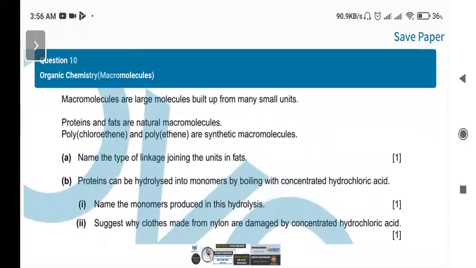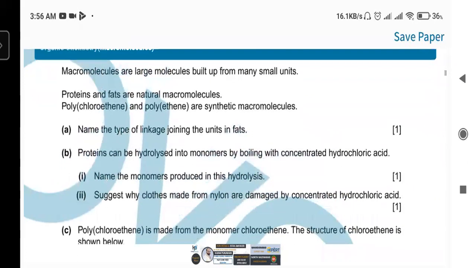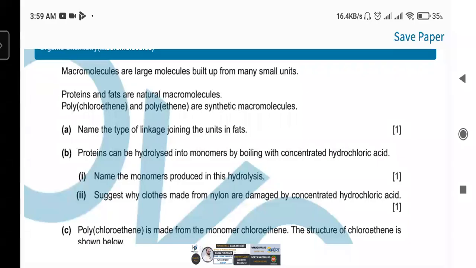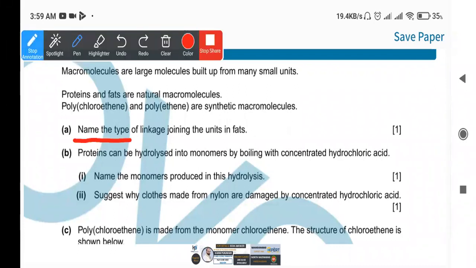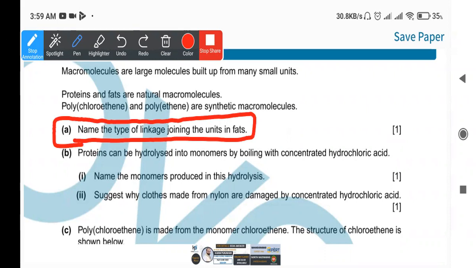Now let's look at this question. Macromolecules are large molecules built from many small units, such as proteins and starch. Polychloroethene and polyethylene are synthetic macromolecules. Name the type of linkage joining units in fats. So you must know that fats are also a type of polyester. So the type of linkage found in fat is ester.